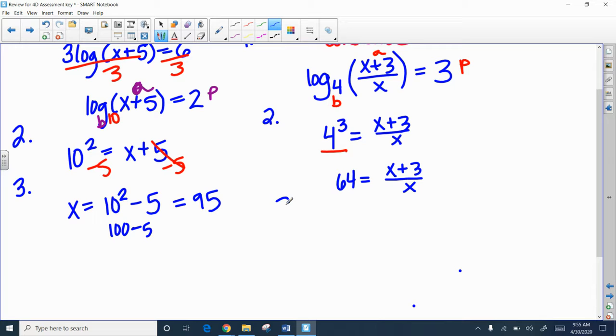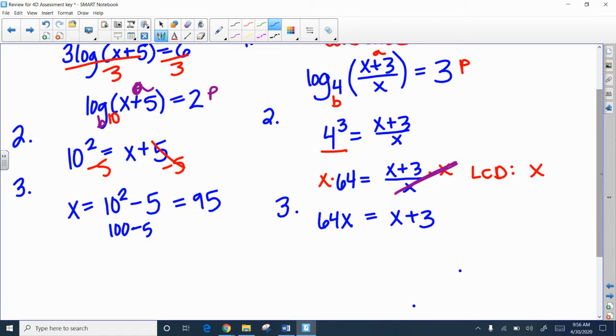Now, step 3 is to solve for x. This is where we have a little bit different type of problem because we have a fraction. Remember, we're going to have to get rid of the fraction. And the way we get rid of a fraction is we multiply both sides by x. All right, so I'm going to multiply this side by x and this side by x. Don't forget to do both sides. So the reason we do that is on this side, it gets rid of the fraction. And so then here we have 64x. And on the other side, now we just have x plus 3, and we don't have any other fractions.